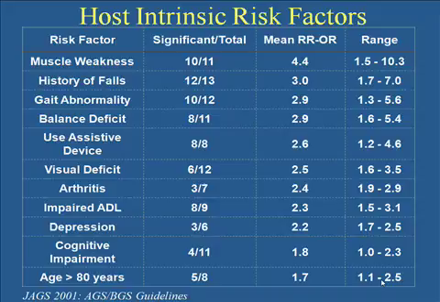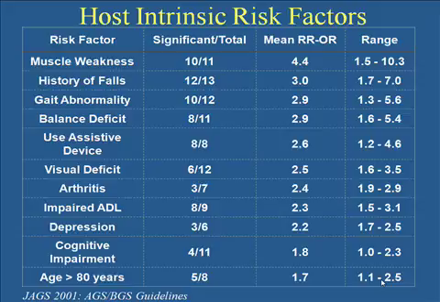To help us better understand these intrinsic risk factors, these host factors that seem to impact our risk for falling, I put together this table for you based on the 2001 American Geriatric Society and British Geriatric Society guidelines. And these are ranked in terms of their apparent effect or impact on risk of falling. And you can see that muscle weakness increases one's risk of falling by fourfold.